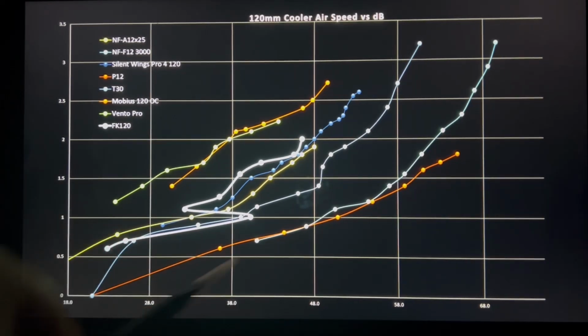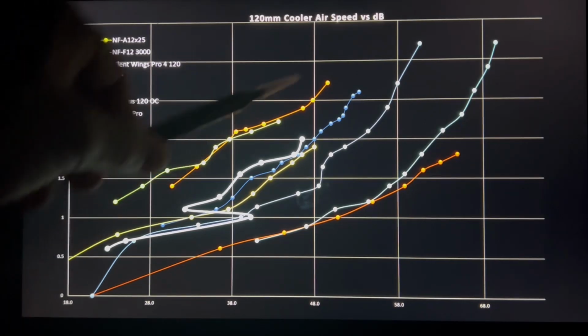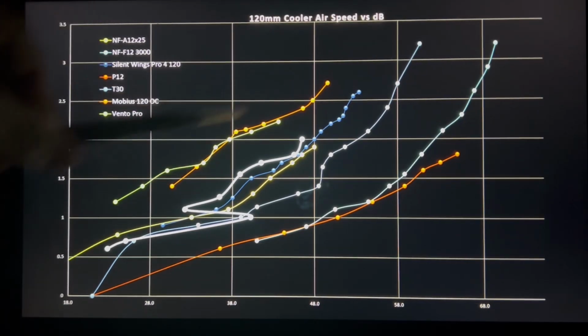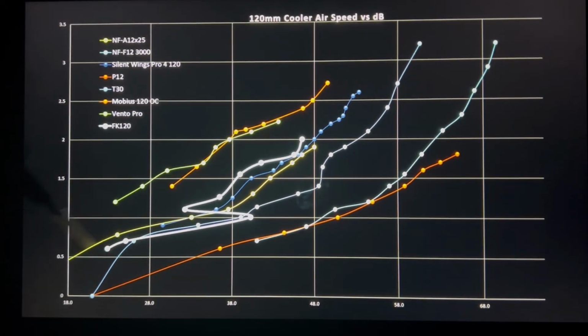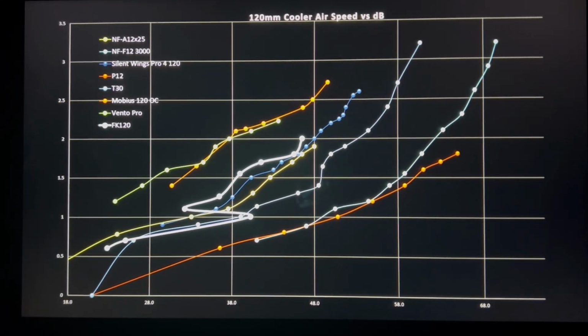Down here is like the Arctic P12, and up here we have like the Mobius OC and the General Typhoon, while right here in the middle we have more like the A12X25 and the SilentWings 4 Pro 120.